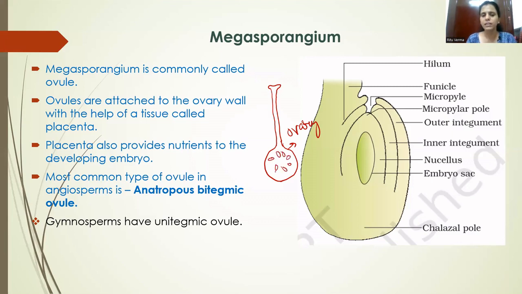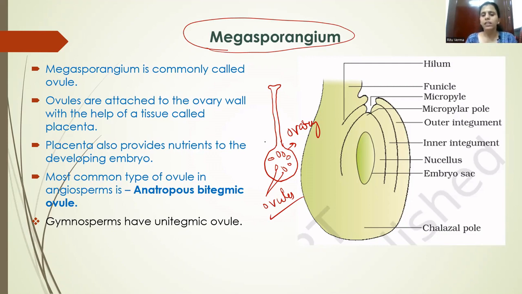So what is present here? This ovary encloses ovules inside it. This megasporangium is commonly known as ovules. So megasporangium and ovules are the same. That means in this video we are going to learn about the structure and function of these ovules.